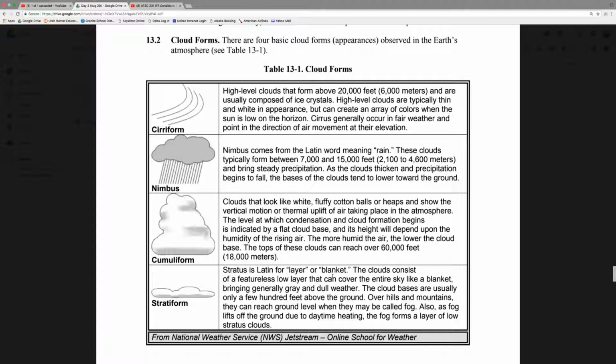And a lot of times, the reason why they're so thin and wispy is because generally it means that there are really strong winds at those higher altitudes.